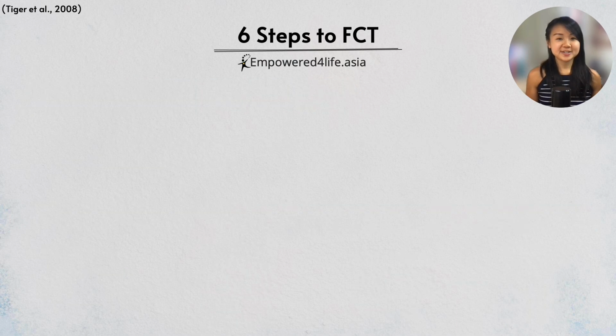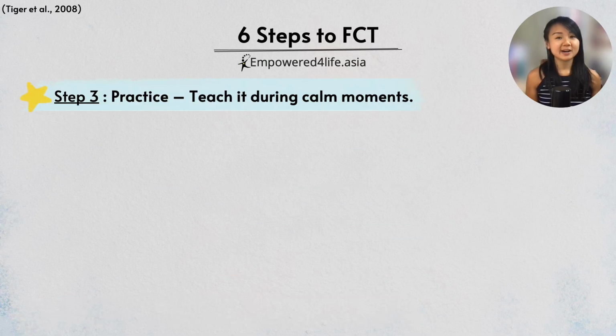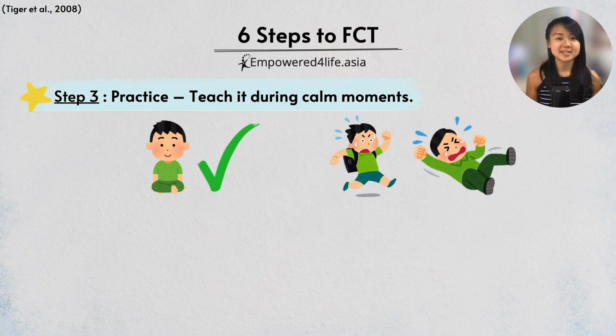Step 3 is to practice, to teach your child when they are calm and not when they are in distress or in a fight or flight situation. So I've mentioned in the previous social stories tutorial, the best time to teach and practice the skills is when they are calm. And in moments of distress is only time to remind them and support them.